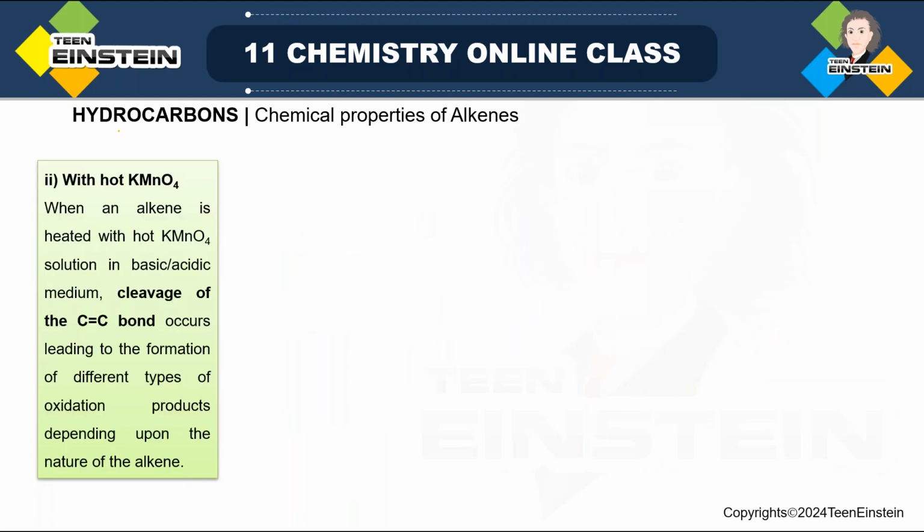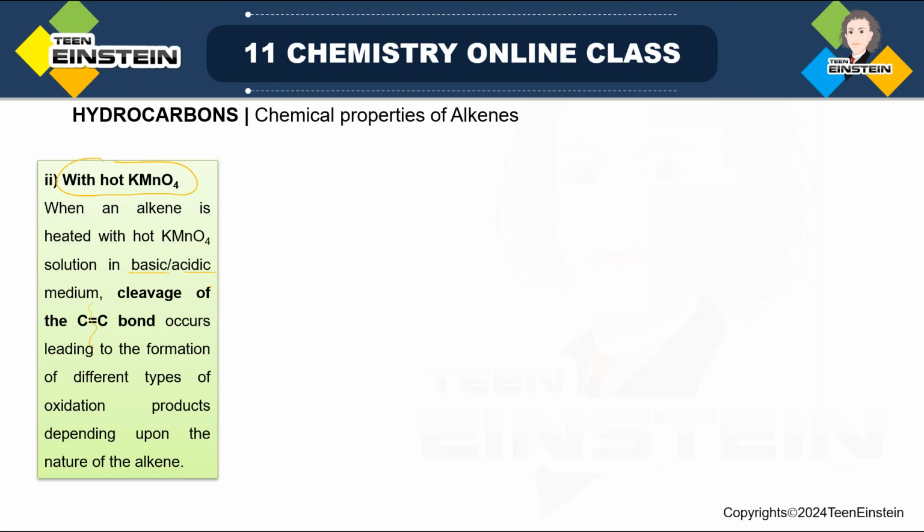The next oxidation we are going to see now is hot KMnO4, and you will see now that the product is completely different. Now there is complete cleavage of the C-C bond. So this C=C double bond will be broken. So when you have some alkene, you are heating it with concentrated hot KMnO4 solution, and it is possible whether you take it in basic or acidic.